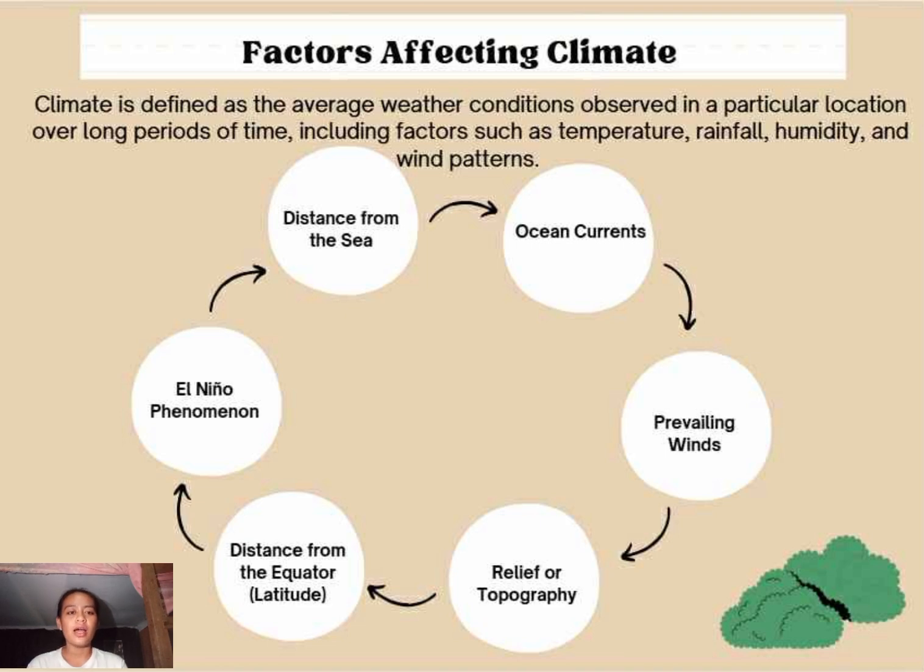And the human factors also play a major role in changing the climate. First are industrialization, deforestation, and burning fossil fuels. These release greenhouse gases like carbon dioxide. These gases trap heat in the atmosphere, causing global warming. This can also lead to changes in temperature, rainfall, and more frequent extreme weather events.